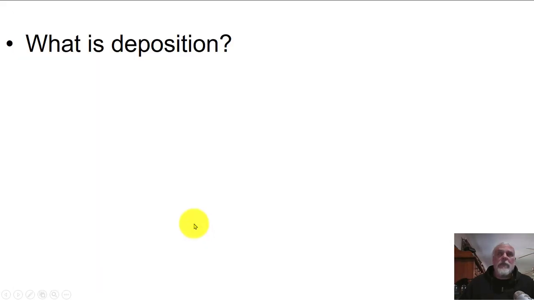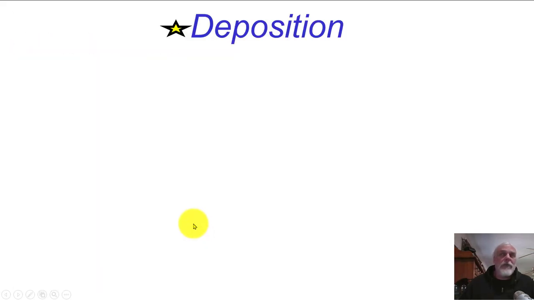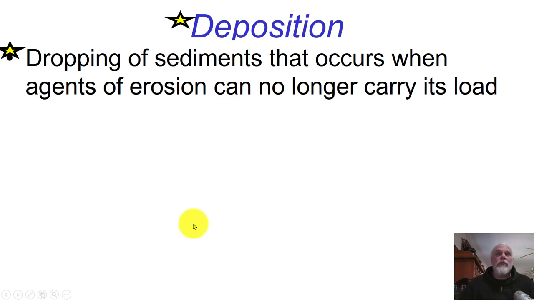Now let's move on to deposition. What is deposition? Well, the definition of deposition is the dropping off of sediments that occurs when agents of erosion can no longer carry their load. So when the wind is blowing and it's carrying away sand, eventually the wind isn't going to stay very strong, and it may slow down and stop and drop that sand. So deposition is like depositing. It's dropping stuff off. If you've ever made a deposit at the bank, you are leaving money at the bank.